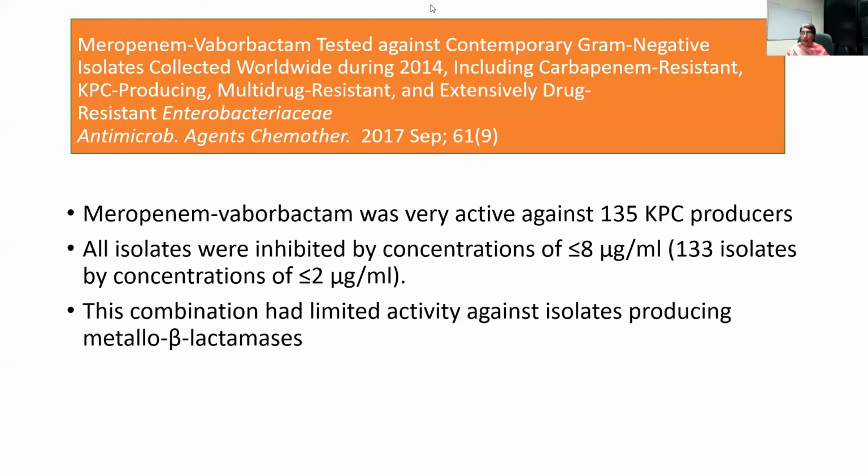This is a study about the effectiveness of meropenem-vaborbactam against gram-negative isolates, and it was very active against KPC producers. Again, the combination has limited activity against isolates producing metallo-beta-lactamases.